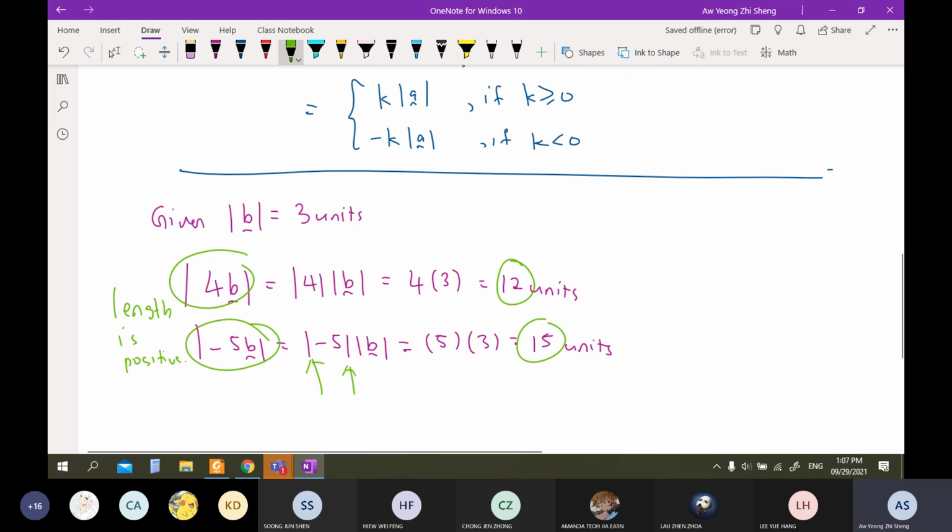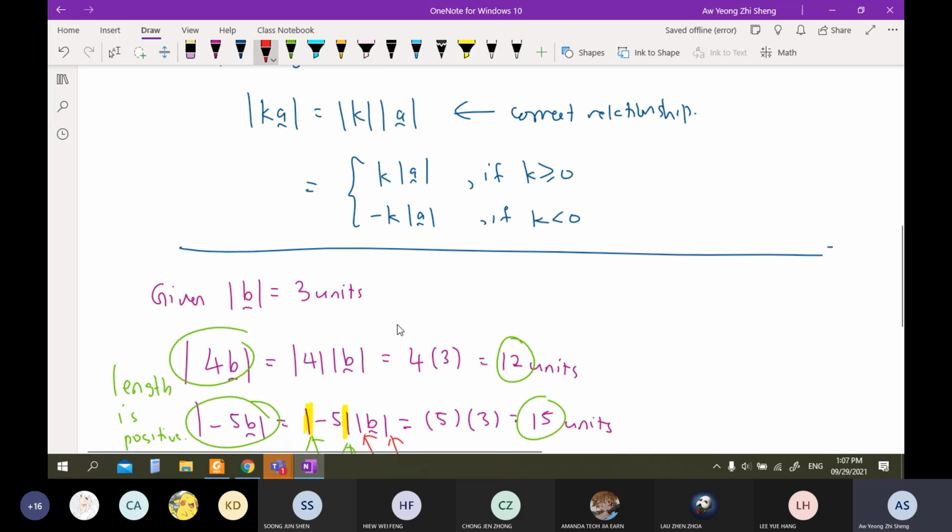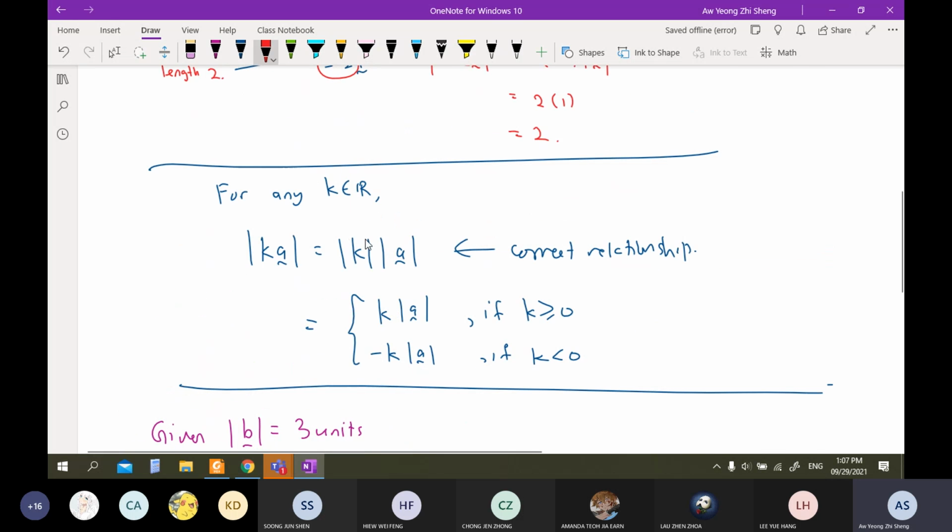The first pair of modulus here is the usual modulus, while the second pair of modulus is the length. When modulus is applied on a number, it's the usual modulus. When modulus is applied on a vector, it means the length. And so this is the true relationship, and you need a modulus there if you want to include the possibilities of K being positive and negative.